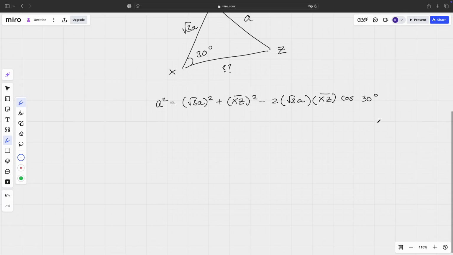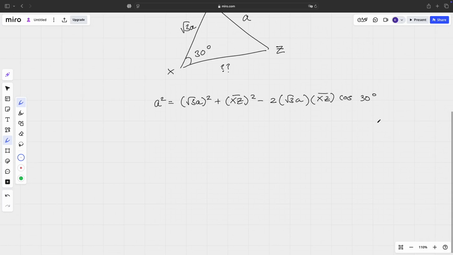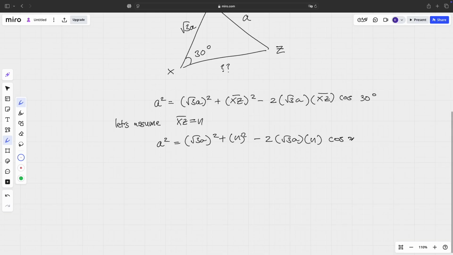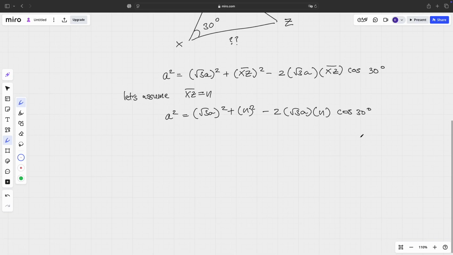That looks weird. So let's just assume that xz is equal to n, so you guys can have a much neater and more polished working. So I'm just gonna rewrite this. There you go. I think this looks way better.